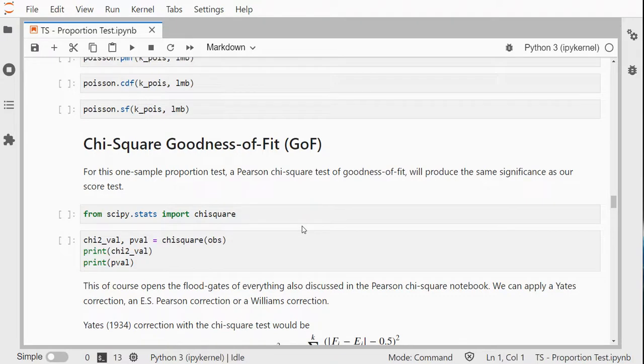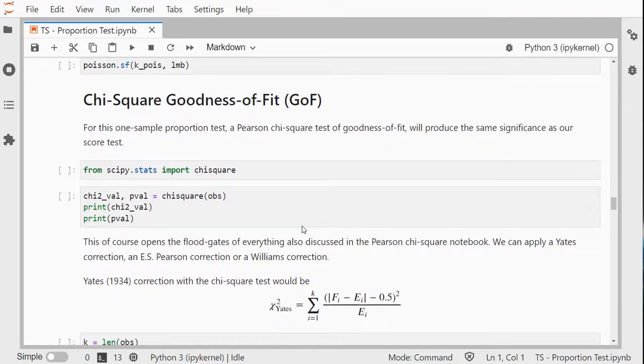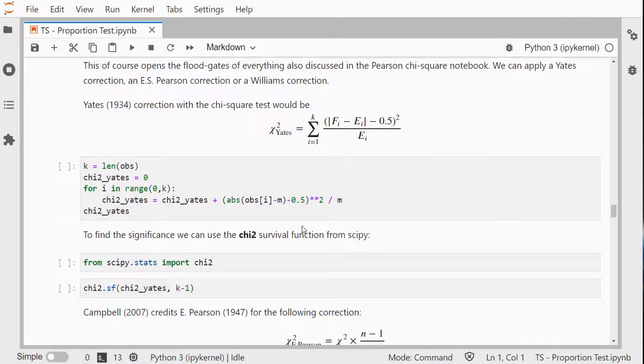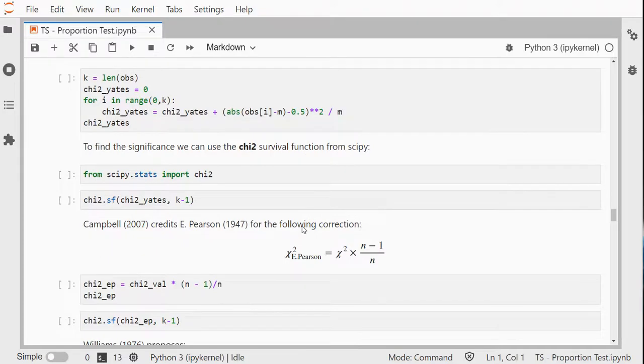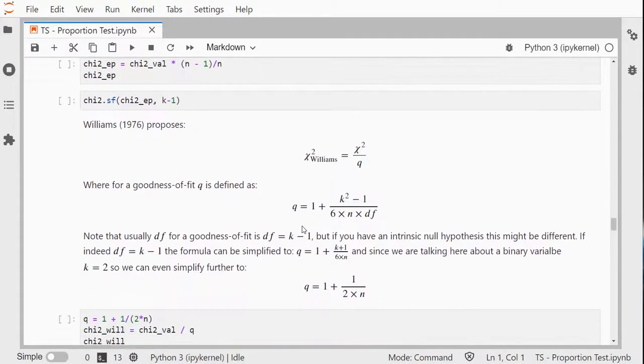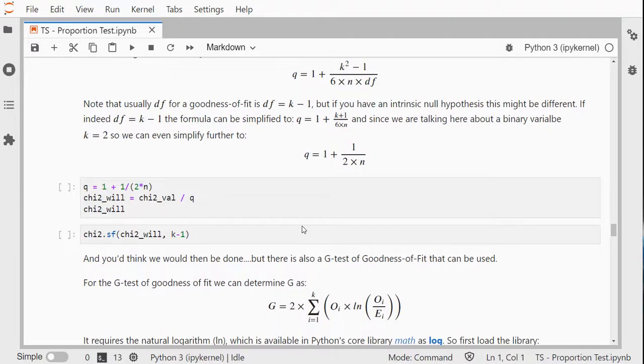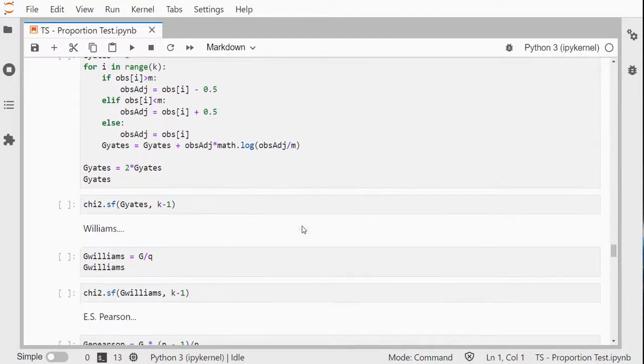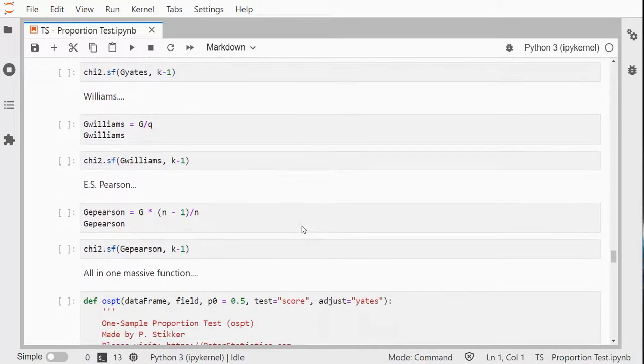As an alternative to all of this, you could sometimes also perform a goodness of fit test. I have separate videos on how to perform those. They're usually done if you have more than two categories, but could also be applied if you have only two, for which you can then also apply a Yates continuity correction, or even an E.S. Pearson correction, or a Williams correction. And besides the Pearson chi-square test, there's also the G-test, which also uses the chi-square distribution. To that, you can also apply the Yates correction and the Williams correction or the Pearson correction.